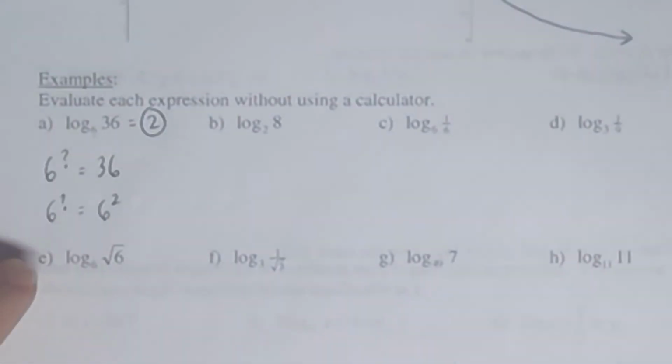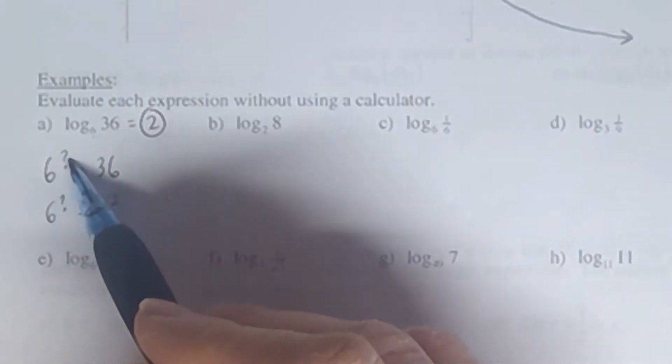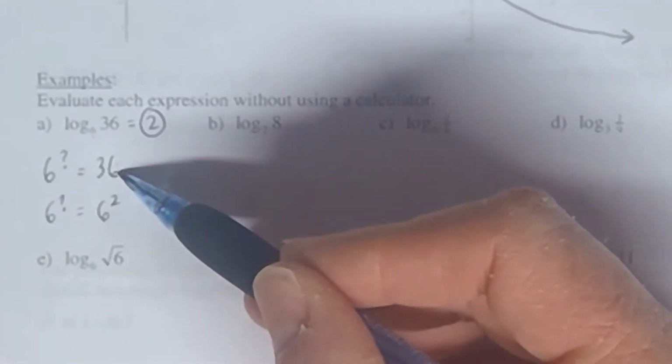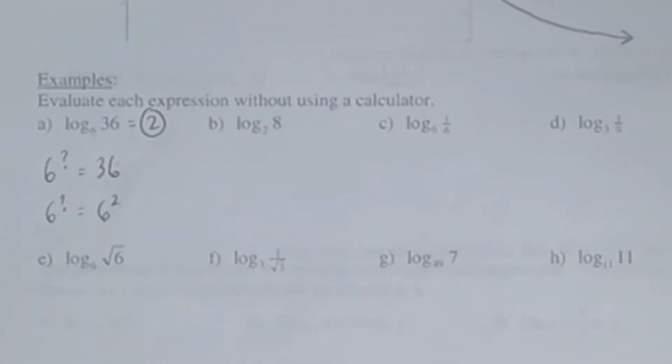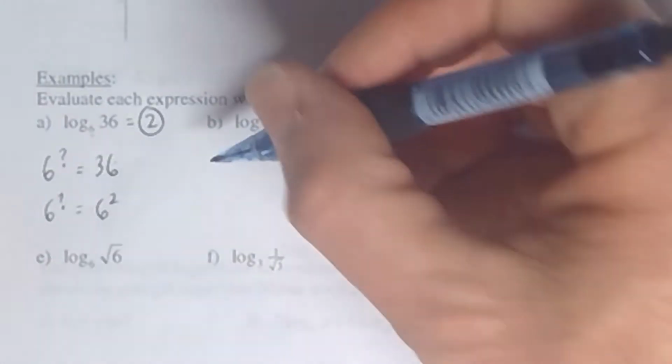And so the answer is 2. All right. Again, the question was 6 to what power is 36? So I realized that 36 is 6 to the second, so that missing exponent is 2. That's how it works. Let's try that again.